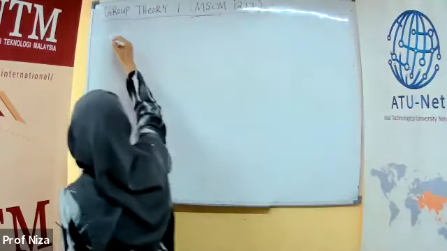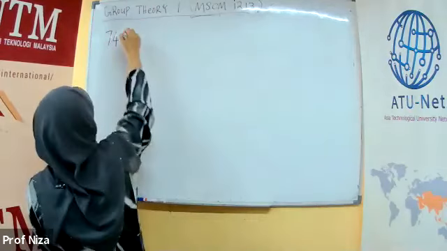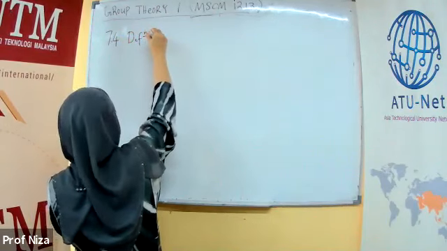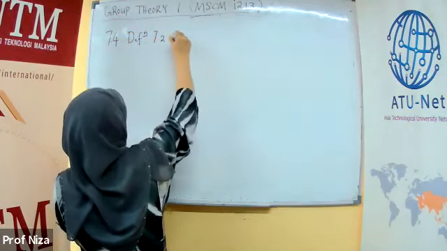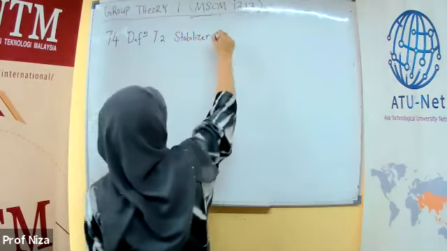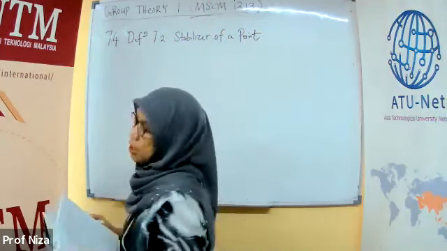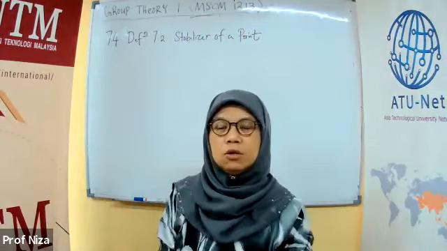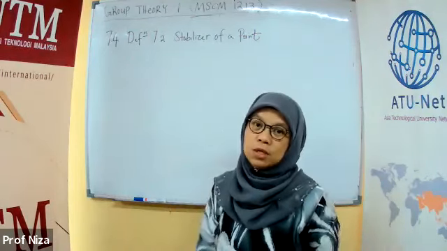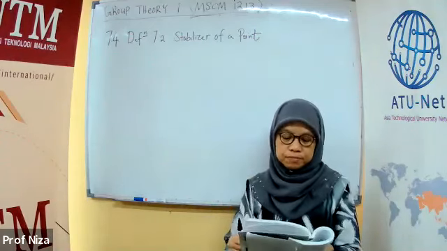So this is the total 7.4, right? The section. What is the name of the definition? 7.2. Stabilizer, okay, of a point. Actually, stabilizer is not only used in group theory. It's also used in many other areas when you apply group theory.